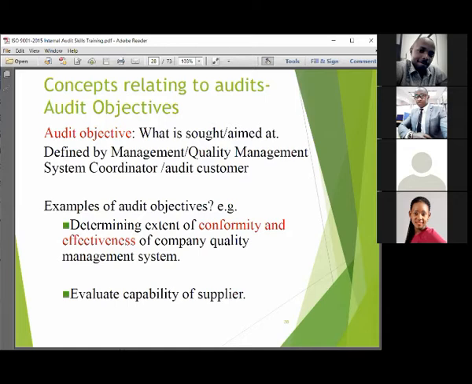However, if it was a second party, where you as an auditor are being sent to one of our suppliers, the objective may change. It will be like evaluate capability of supplier. So depending on what kind of audit you are doing, the objective may change. But it's very important that it's defined so that you confine yourselves to the objective of the audit.